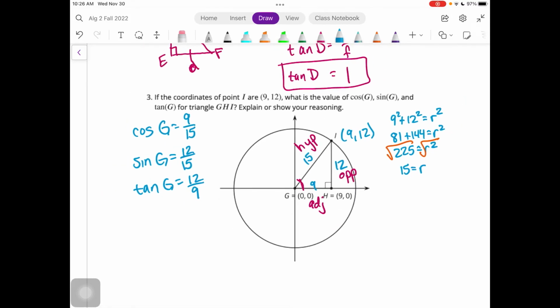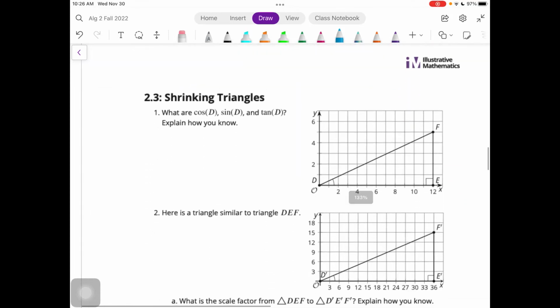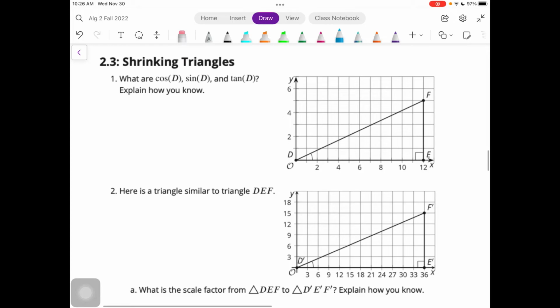All right, let's take a look at 2.3. Shrinking triangles. What are cosine of D, sine of D, and tangent of D? All right, so we know that this is 12 units. This is 5 units. And so we need to find our hypotenuse in order to find those values.